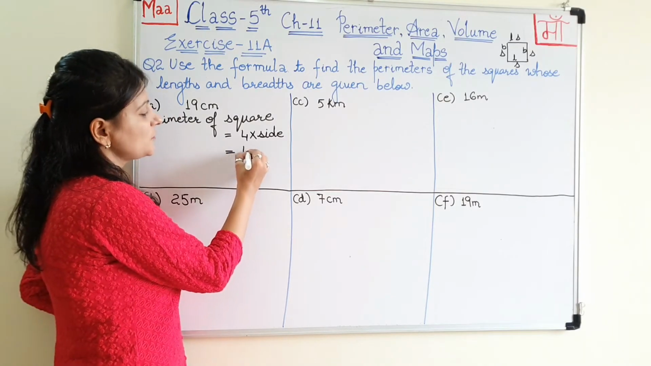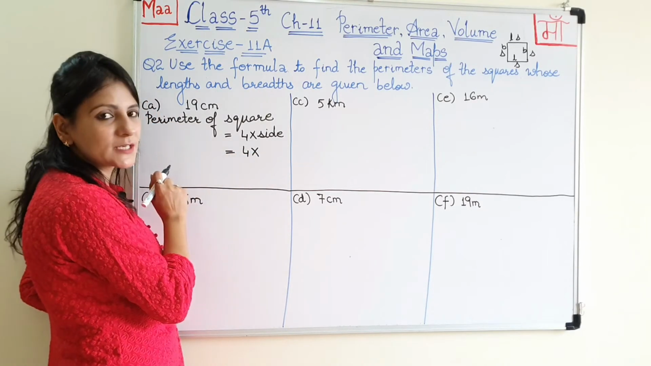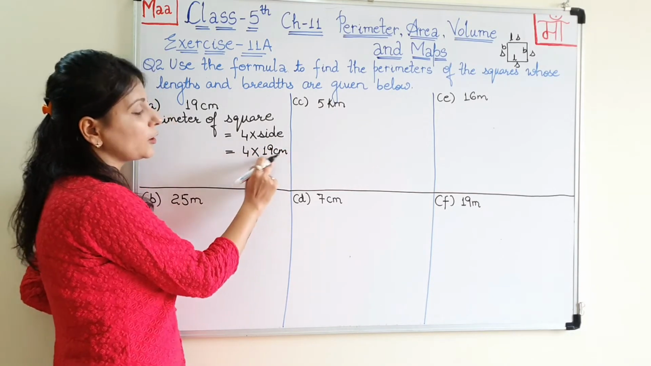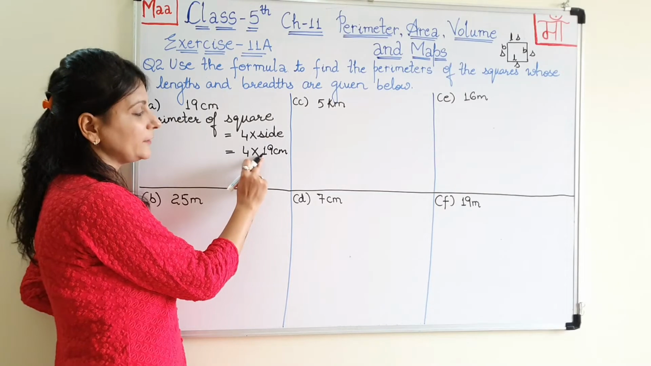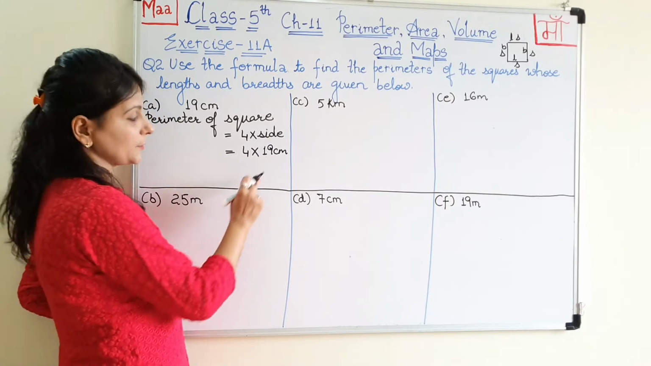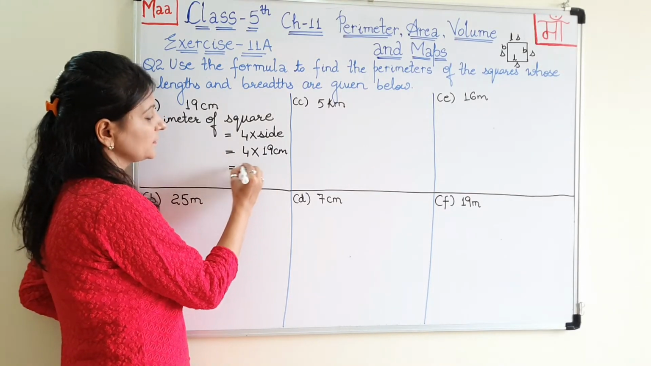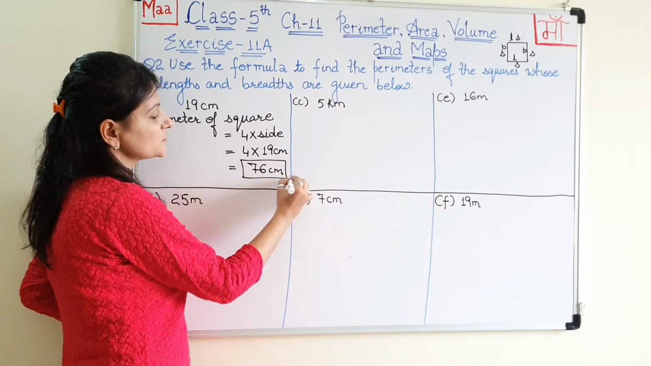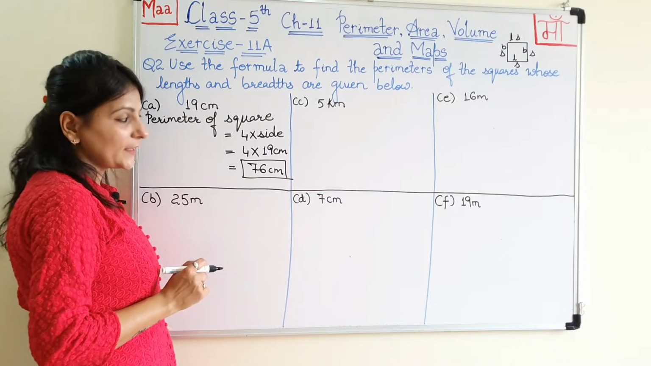Now in place of side we will mention the value which is given in the question. So it is 19 and place the value along with its unit. You will place the unit along with the value. So 19 into 4 is equals to 76 centimeter. So this will be the answer of part A.